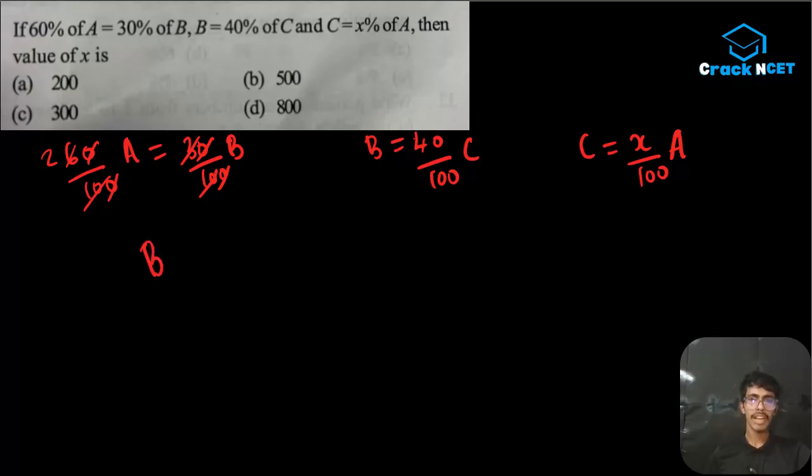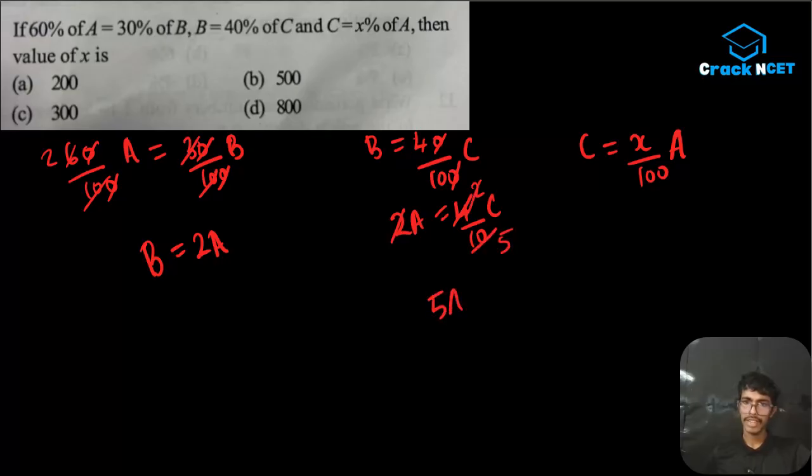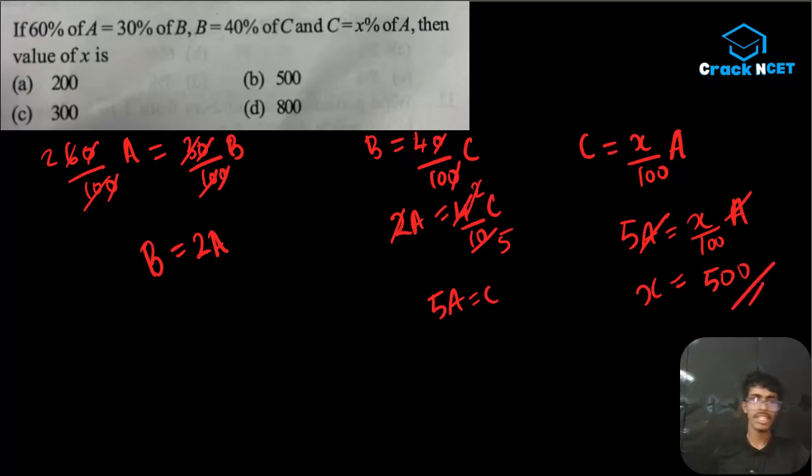So what is the value of B? B is equal to 2 times A. Cancel this out. Write over here 2 times A. 5 times A is equal to C. 5 times A is equal to X by 100 into A. Cancel out A. Value of X is equal to 500. Okay? Easy question.